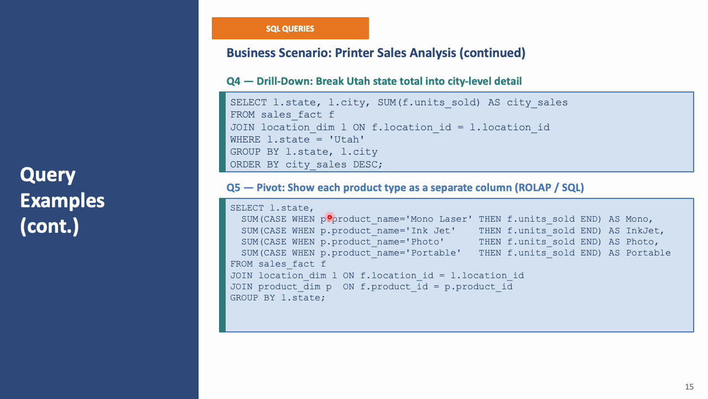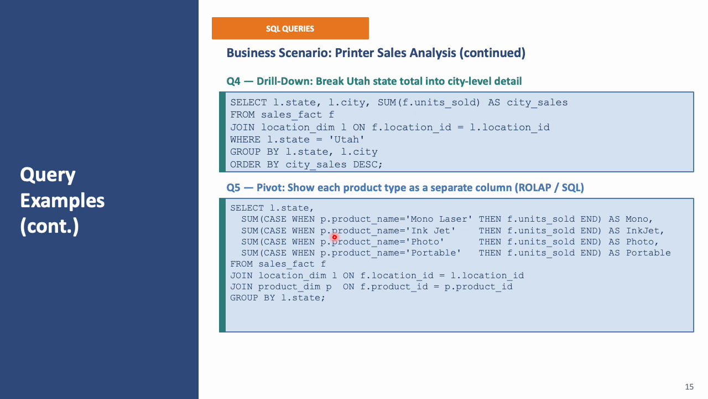Let's look at the final query, pivot. Here, we try to show each product type as a separate column. This query implements the pivot operation. Without pivoting, product names would appear as row values. You would get one row per state product combination. The pivot transforms those row values into separate columns, giving you one row per state with 4 columns of product data side by side. This is a much more readable format for comparison.